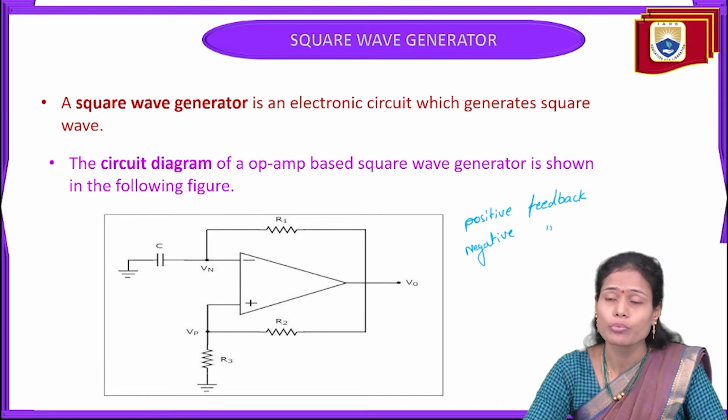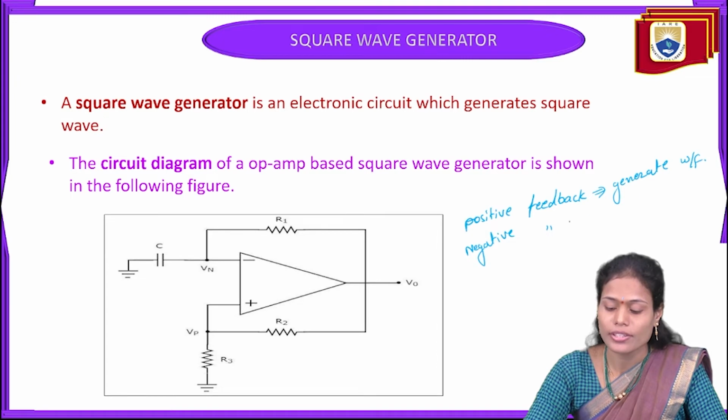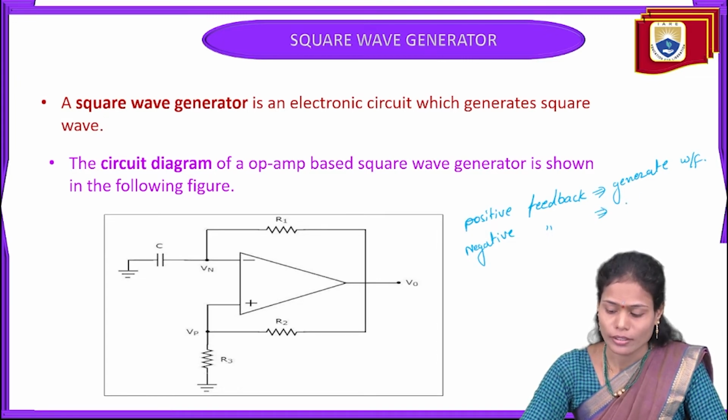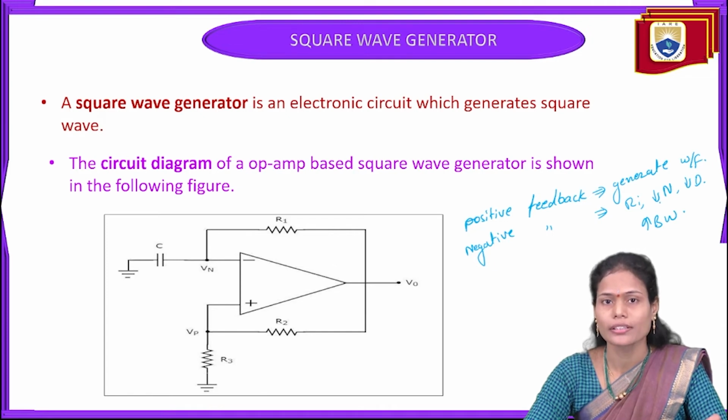See, why I am using both feedbacks here: this positive feedback is used to generate the waveform. And this negative feedback is used to improve the input impedance. It also reduces the noise and the disturbance, and it improves the bandwidth of the circuit. So in order to take the features of both feedbacks, that's why we are utilizing both feedbacks in the case of a square wave generator.